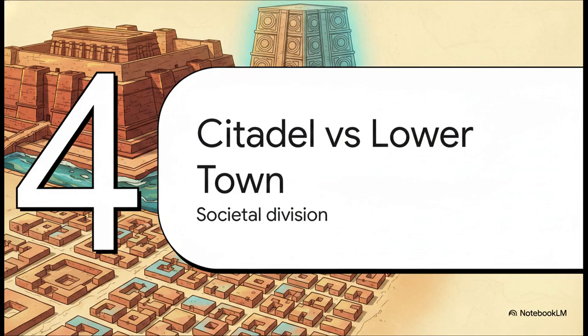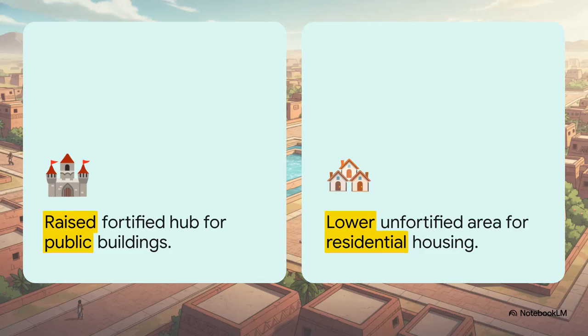Section 4. Citadel versus lower town. There's a direct physical contrast going on here. On one side, you have the citadel. It was built up on a raised platform, properly fortified with thick walls, and generally smaller in overall size. This was basically the secure hub, housing all the important public buildings like the granaries and public baths.